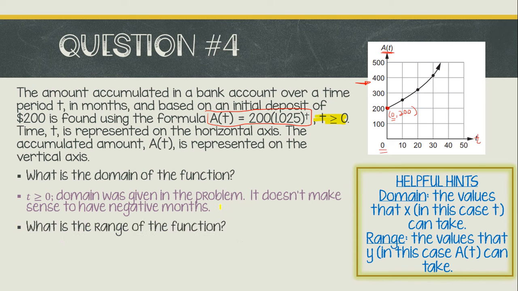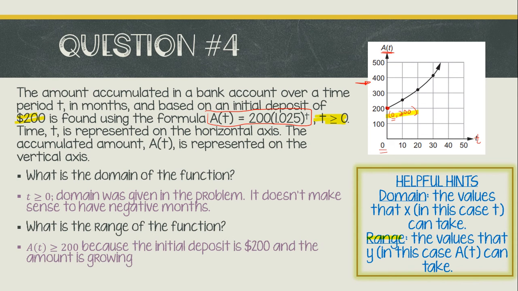Now the second part of this asks us for the range, and if you'll remember, the range are the values that the y can take, or in this case A of T can take. And again, going back to my initial value, that 200 there describes the beginning point of my y values. I don't have any y's below 200 because I'm starting with $200. So my range is going to start at $200, but it can grow.